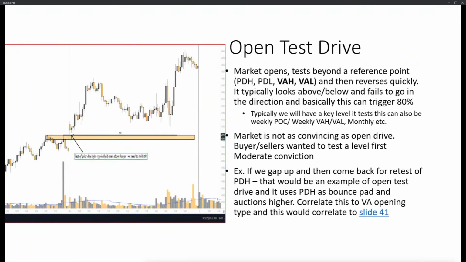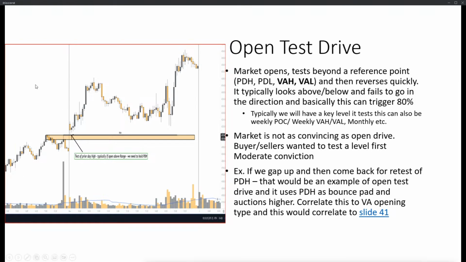Okay, test drive. Think about this. If you want to test the car, you're not just buying it. You're gonna go test it, and if it's good, what are you gonna do? You buy it. So that's the same thing here. We're gonna open and test it. So usually what that means is that you're gonna test a key level.